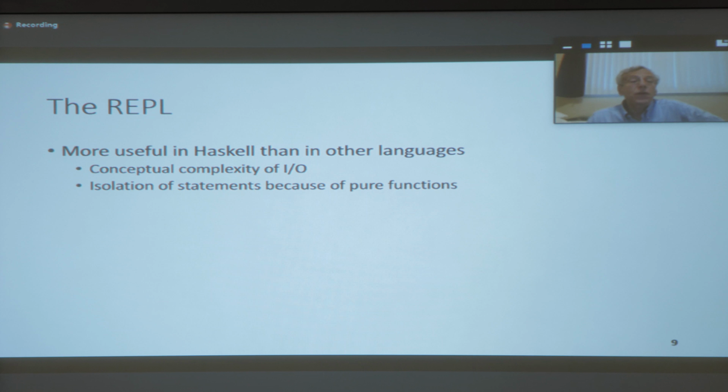If I were teaching a Java course or a Python course and somebody said, well, you've got to use the REPL that's available for those languages, I would say, we don't need it. But for Haskell, you did. And of course, the REPL is good because in Haskell, single statements are independent of each other because of the purity of functions. So it's easier to just type one snippet of code and have it be meaningful. So the REPL is really good that way.